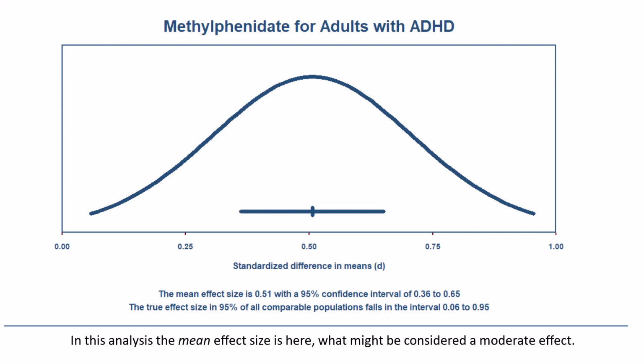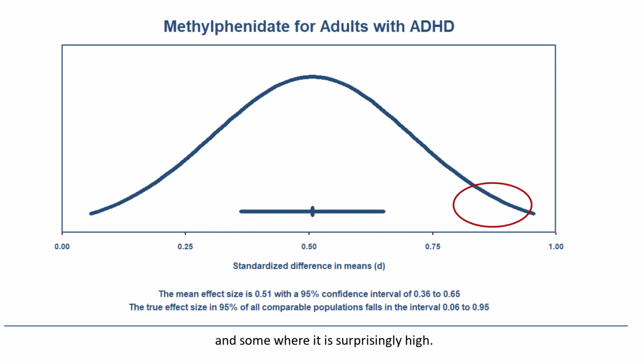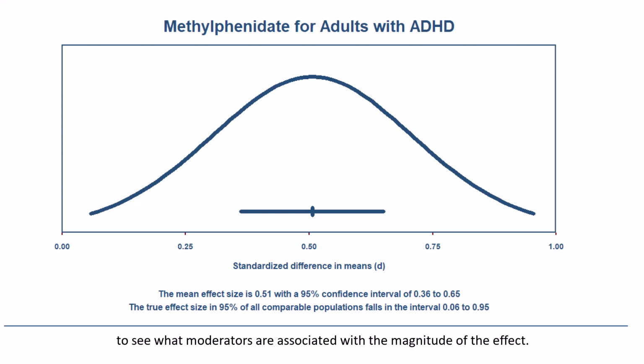In this analysis, the mean effect size is here, which might be considered a moderate effect. But there are some populations where the effect size is trivial and some where it is surprisingly high. When the effect size varies this widely, we need to focus not on the mean, but on the dispersion in effects. First, we have to report how much the effect size varies. And if we have coded for moderators, we might be able to use subgroup analyses or meta-regression to see what moderators are associated with the magnitude of the effect.